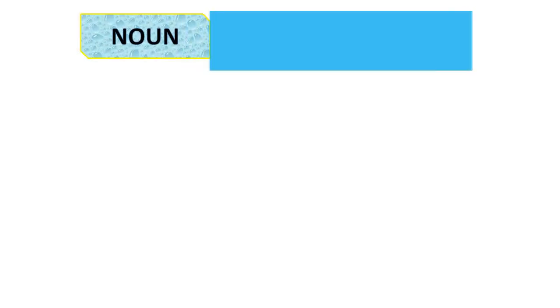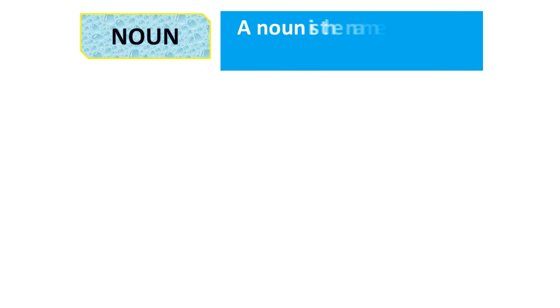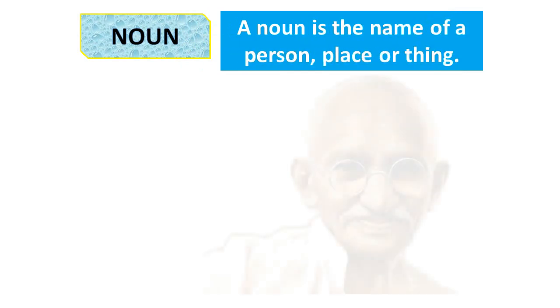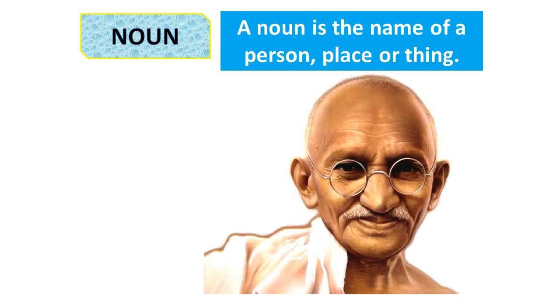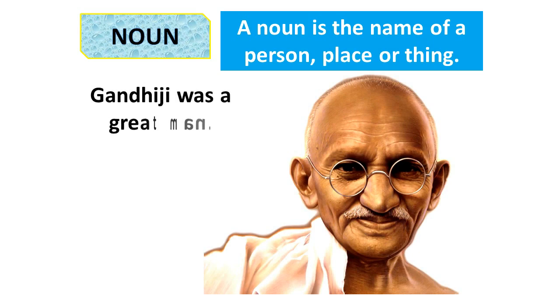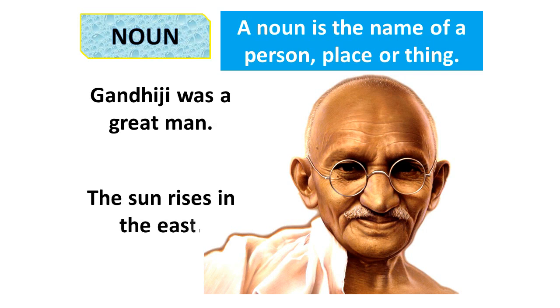Noun. A noun is the name of a person, place, or thing. Gandhiji was a great man. The sun rises in the east.